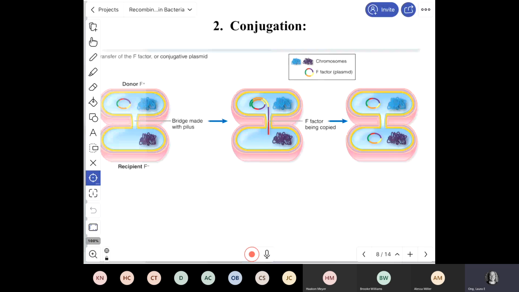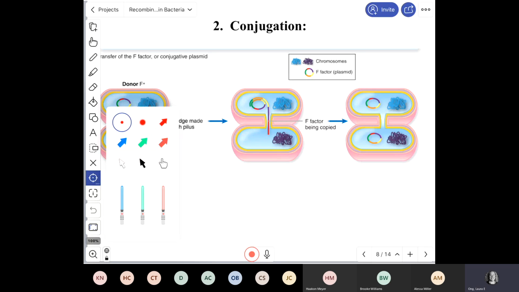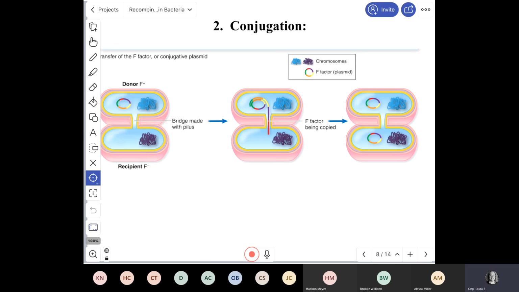Okay, so that's transformation. I don't spend as long on conjugation and transduction because the experiments to show those were not as famous and not as awesome to me as the experiments to work out how transformation happens. But conjugation is the second method, and conjugation requires the bacteria to have a pilus built between them.